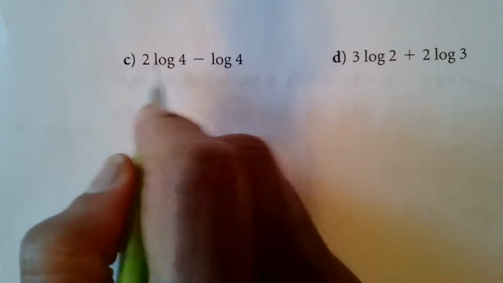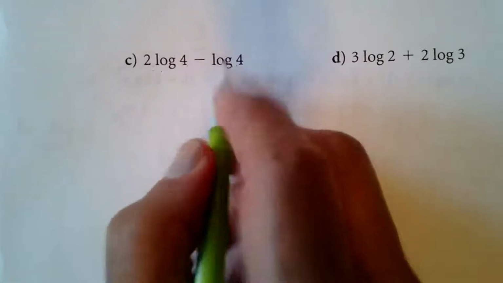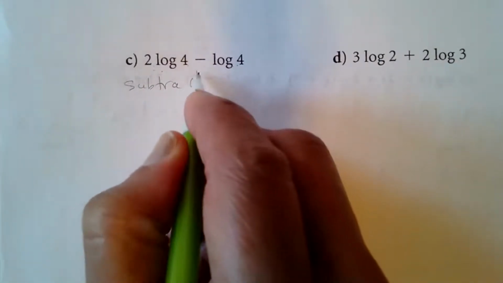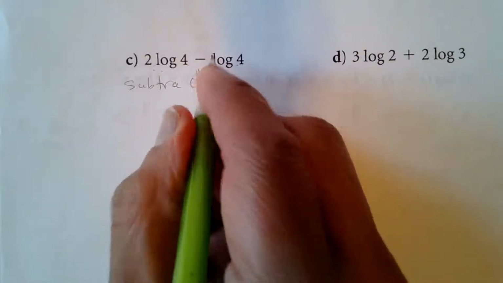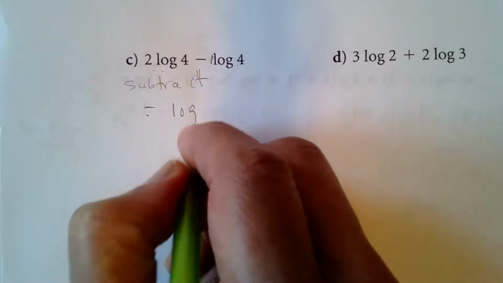Firstly, look at this here. We have 2 log 4 minus 1 log 4. So the log is similar, except here we have 2 and this one has 1, but we just subtract. This is more or less a trick question. So 2 minus 1 will give us 1 log 4, or log 4.